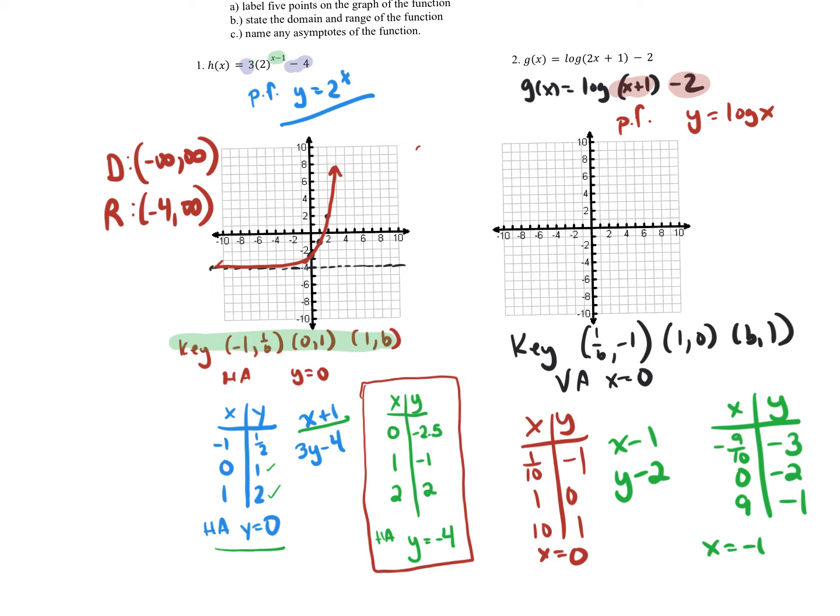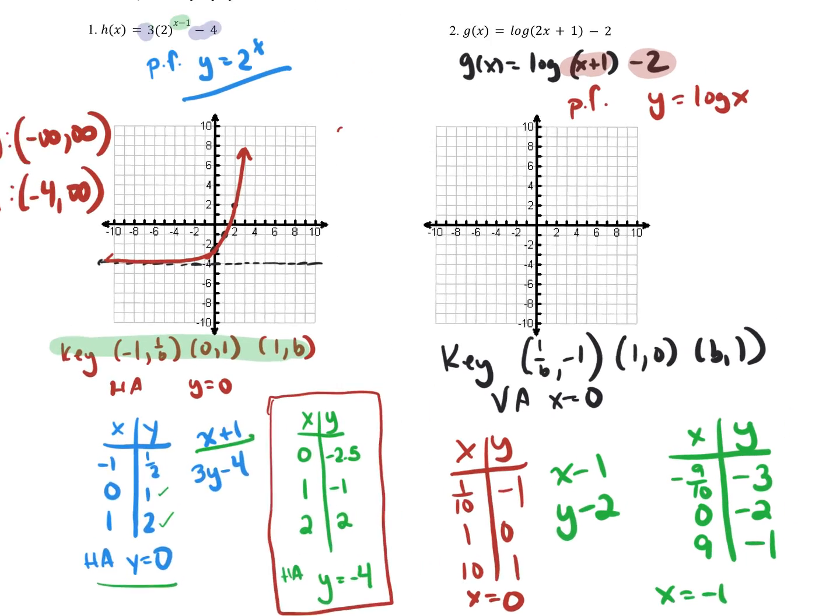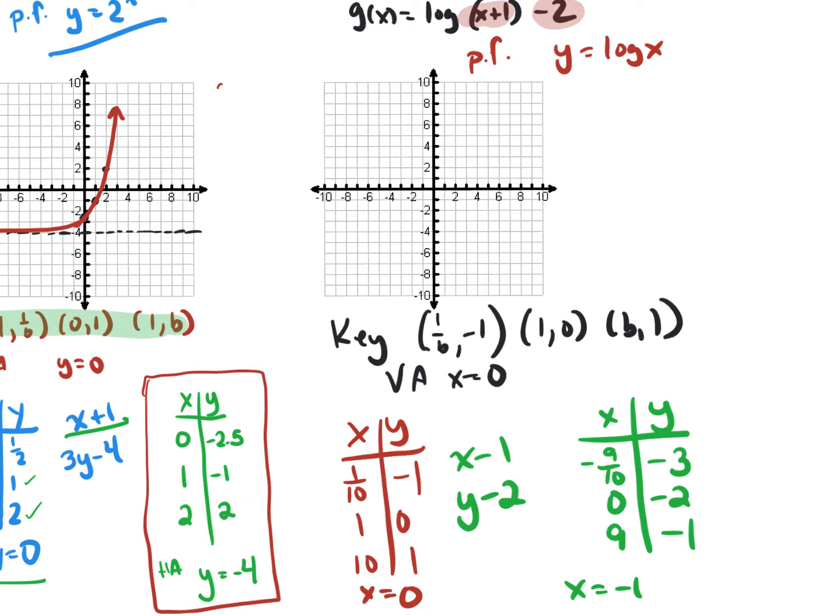So now that I got some points, my vertical asymptote is going to be at negative 1. Something like that. Negative 9/10, negative 3, 0, negative 2, and then 9, negative 1. So my graph is going to look something like this.